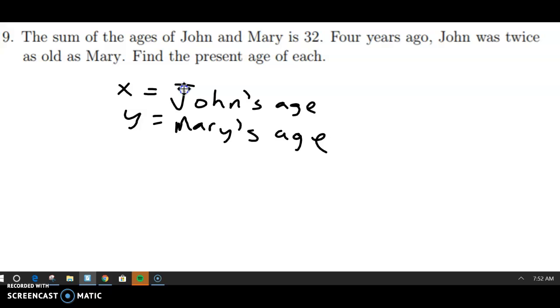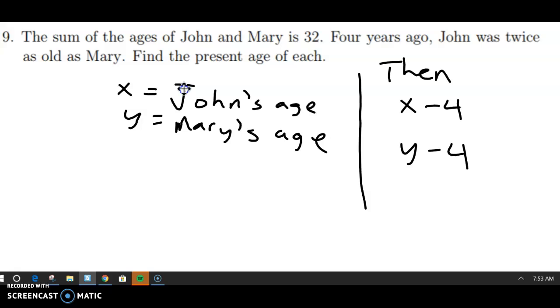Now, when you look at an age word problem, if we have the future or the past, we also want to figure out what their age would have been then. So, John's age 4 years ago would have been X plus 4. I lied, X minus 4 because it was 4 years ago. And Mary's age 4 years ago would have been Y minus 4.